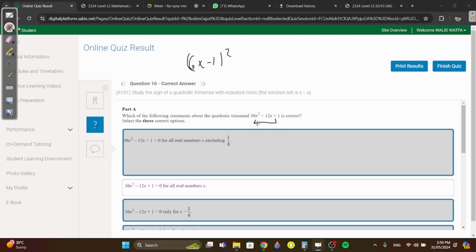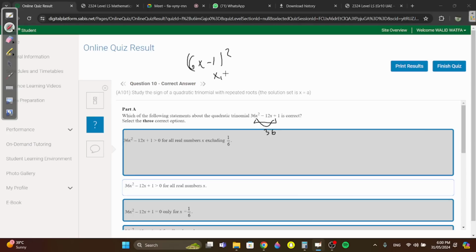Why? 36 times 1 is 36. Which two numbers, when you multiply, you get 36, and when you add them, you get 12? It's going to be 36x minus 6. 36x minus 6. Then divide by 6, divide by 6, divide by 6, divide by 6. You're going to get 6x minus 1, and then 6x minus 1. I'm not going to rewrite it, but you're going to get 6x minus 1.